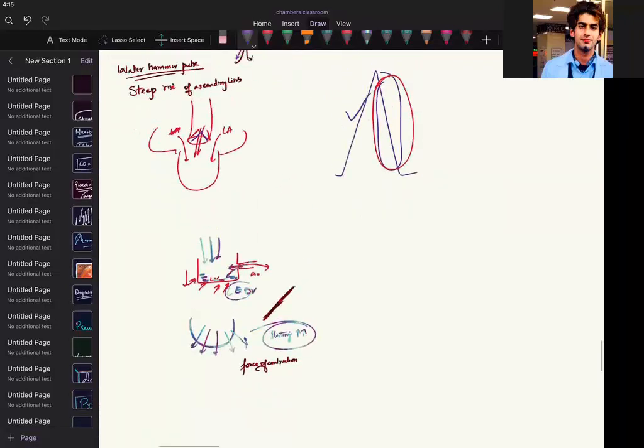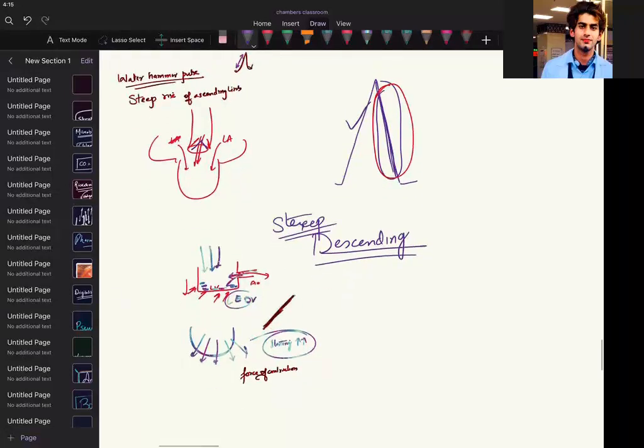So descending, why is the steep fall happening? This is the reason we have to explain why the steep fall in the descending limb is happening. Because again, that same thing I explained, you have a diastolic runoff. The blood is running off into the left ventricle.